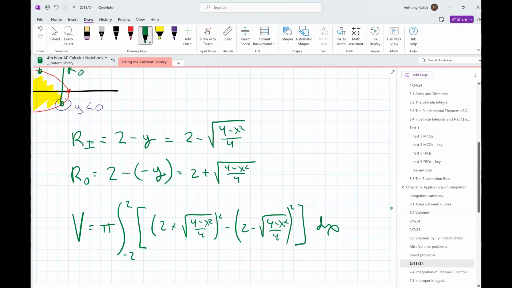Now, I think this was a 6-3 problem, yes? Yeah, 6-2. Oh, is it 6-2? Okay. Then yeah, they probably wanted you to do it this way. You could have done this one with shells also.